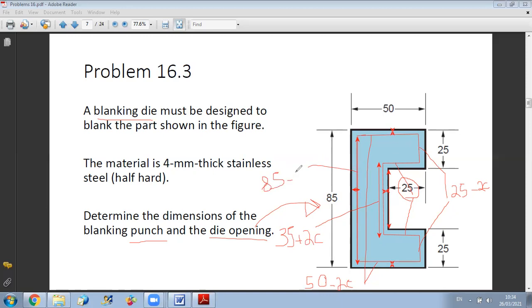Any question on how we determine the different dimensions here? So let me check your questions.